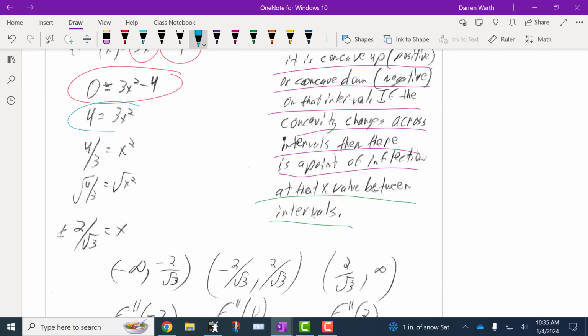So notice I got 4 equals 3x squared. I got 4 thirds equals x squared. I take the square root of both sides. I get the square root of 4 over 3 equals the square root of x squared. I got plus or minus 2 over the square root of 3 equals x.